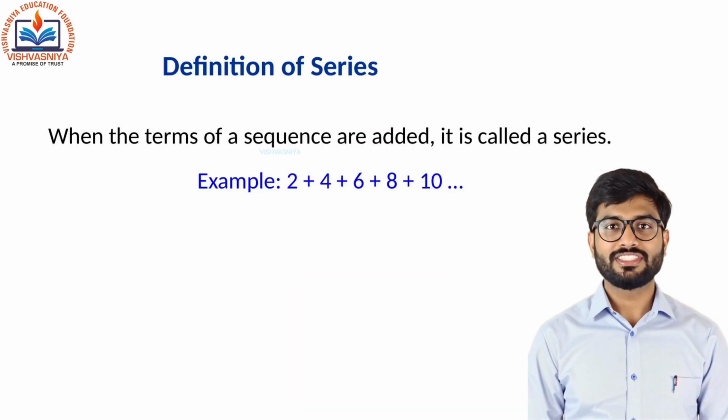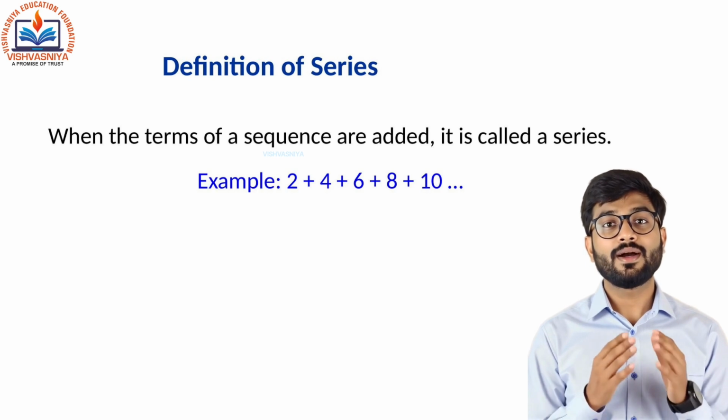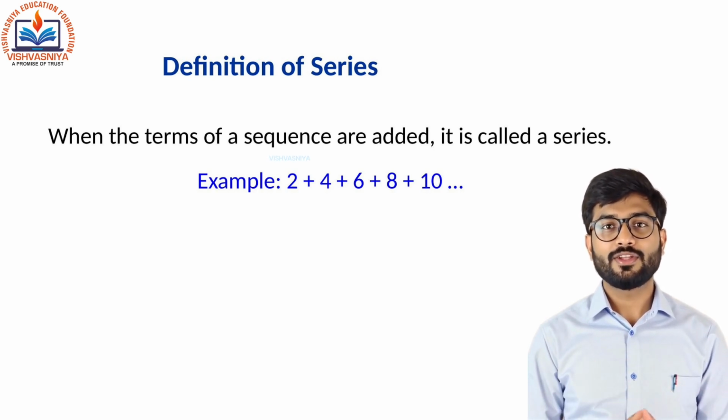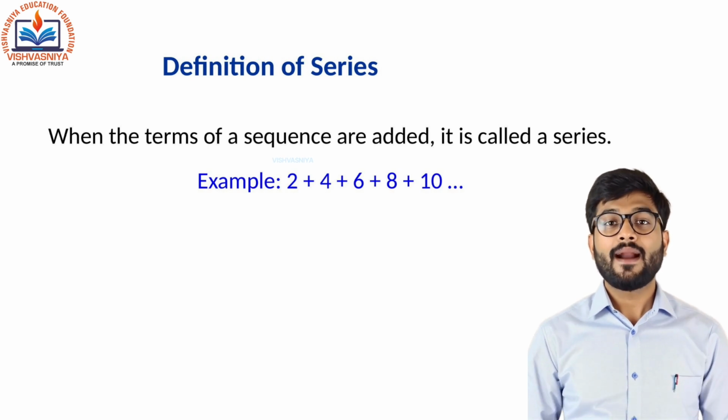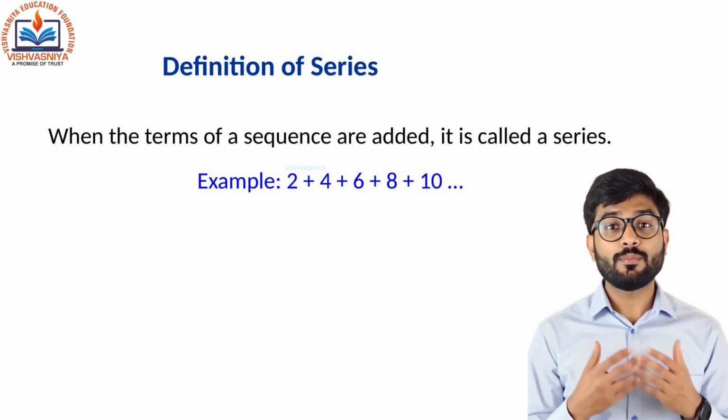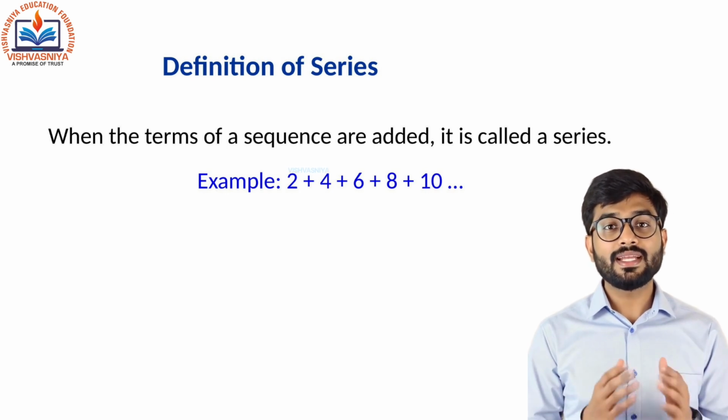When the terms of a sequence follow a specific pattern or formula, it is called a progression. There are three main types of progressions: arithmetic progression, geometric progression, and harmonic progression. Today we'll learn the first one, arithmetic progression, commonly called AP.